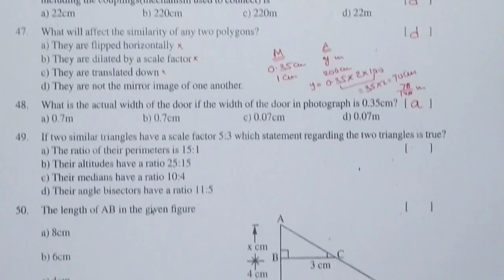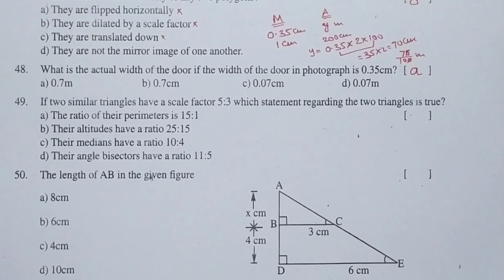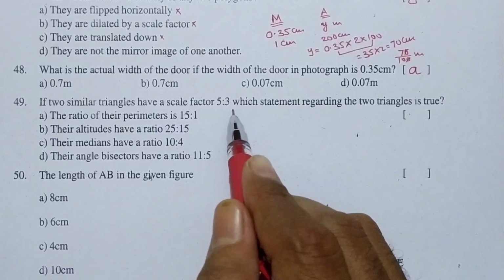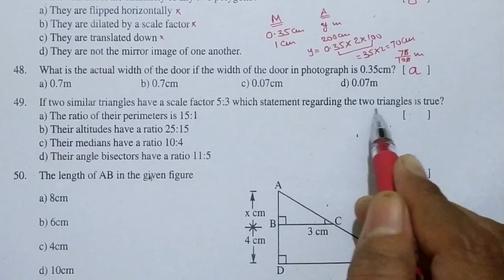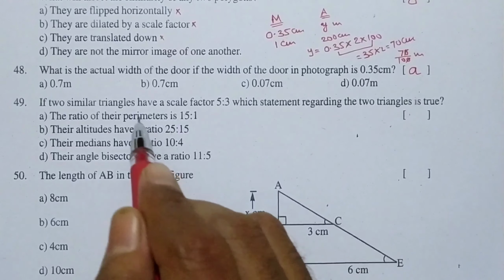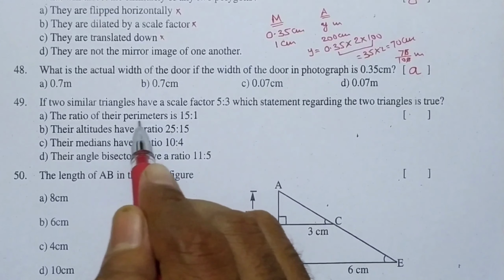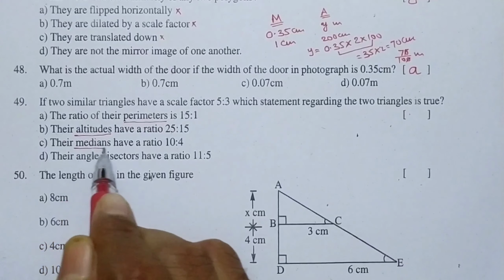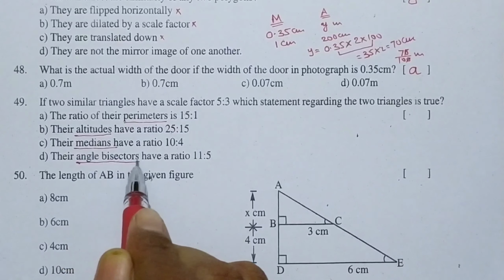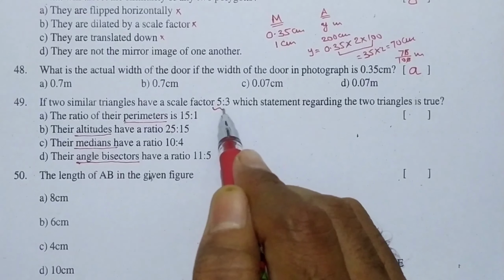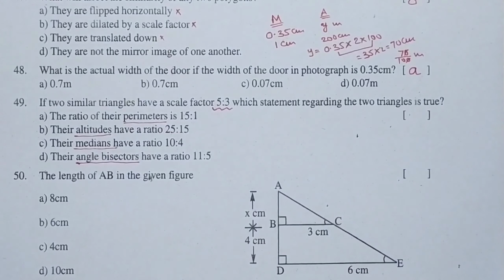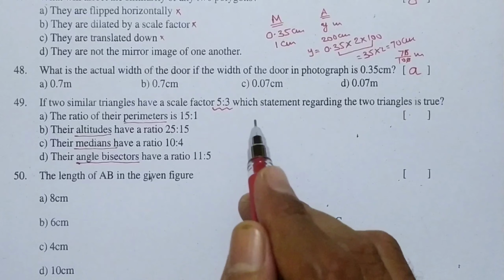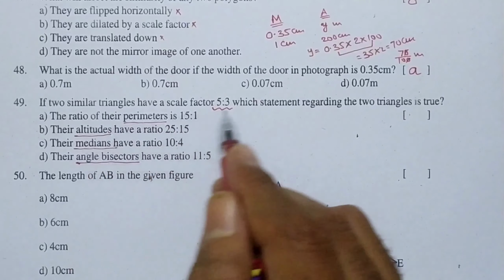Now we see question number 49. If two similar triangles have scale factor 5:3, which statement regarding the two triangles is true? When two triangles are similar, their perimeters, their altitudes, their medians and their angle bisectors should all have the same ratio. Only the areas are in the ratio of 5 square by 3 square. Only for areas. All the remaining should have the same ratio.